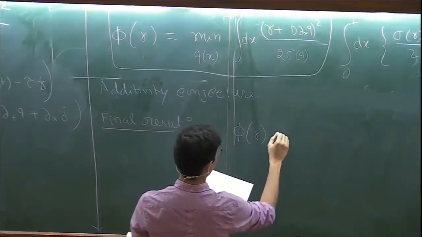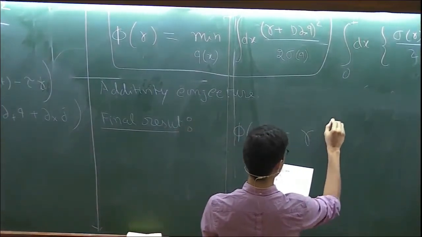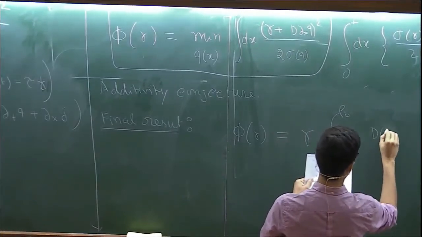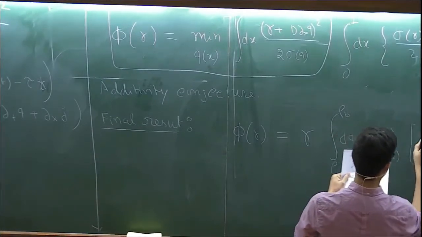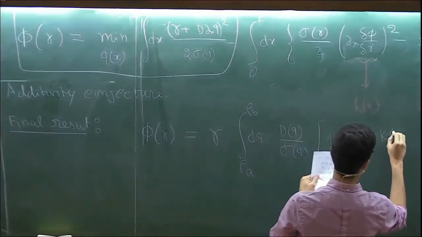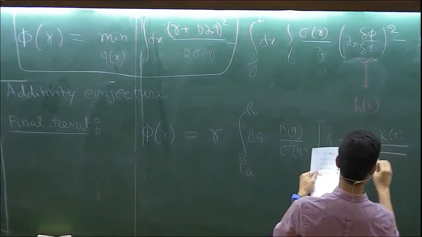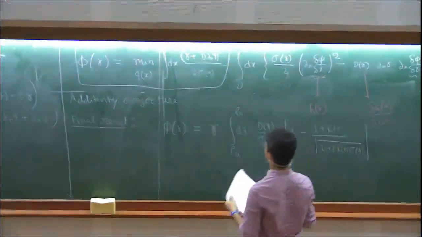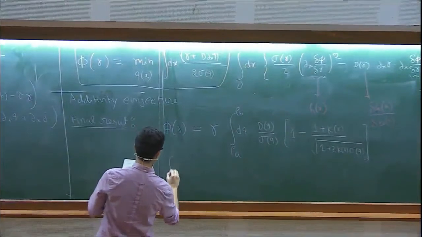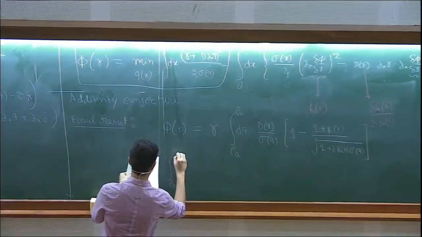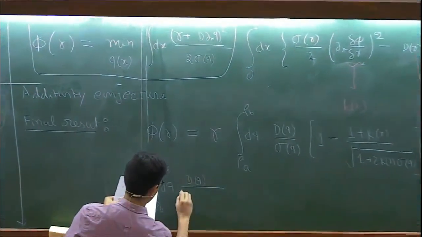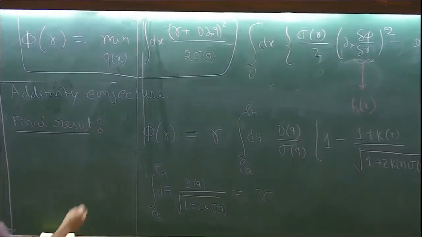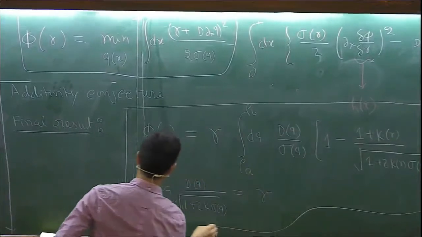So this is phi of r. Now it has a parametric representation. So just write down the formula. It's the integral from rho A to rho B of dq divided by sigma of q, times 1 minus 1 over the square root of 1 plus twice k r sigma of q, where k, which should be a function of r, is given by the solution of this equation. This is the formula. So this is now true for any d and sigma.